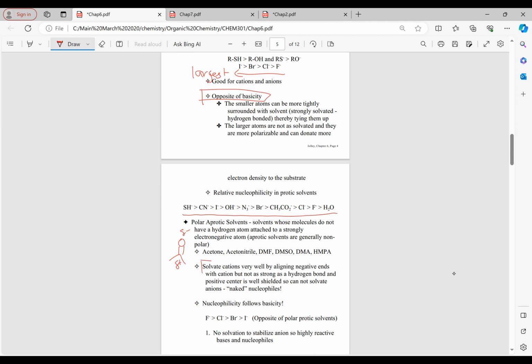It solvates cations very well by aligning the positive end and the negative end to your substrate, or to the thing that you're trying to react with. Look at this. It solvates cations very well by aligning negative ends with the cation, but not as strongly as a hydrogen bond, and the positive center is shielded, so it does not solvate the anions very well. Who says we don't have a sense of humor as organic chemists? We call those the naked nucleophiles.